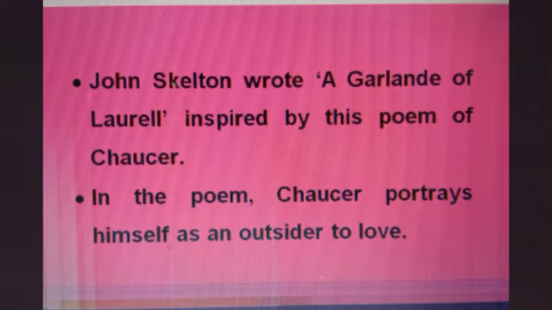In this poem, Chaucer portrays himself as an outsider to love. So Chaucer portrays himself as an outsider to love.